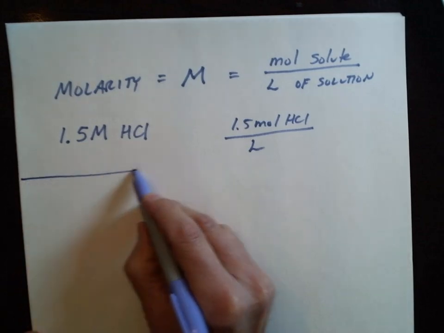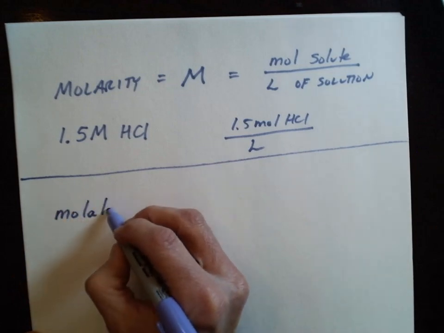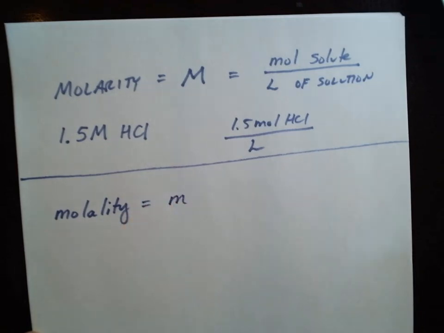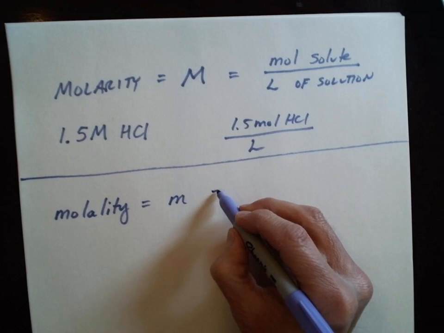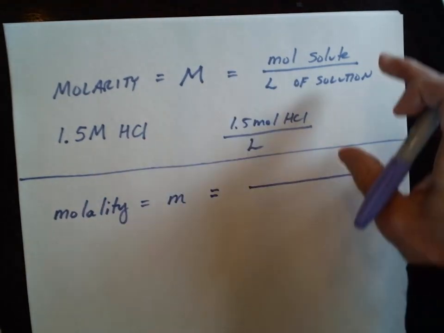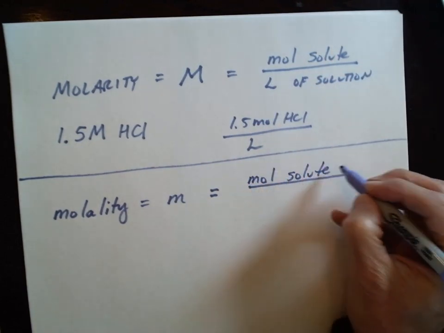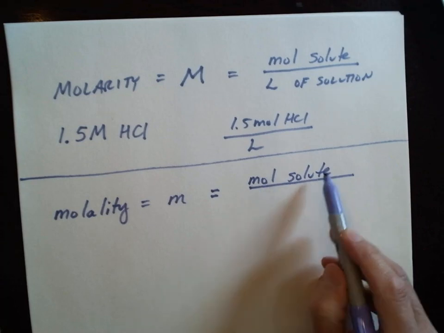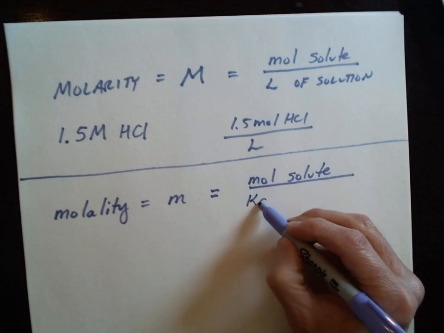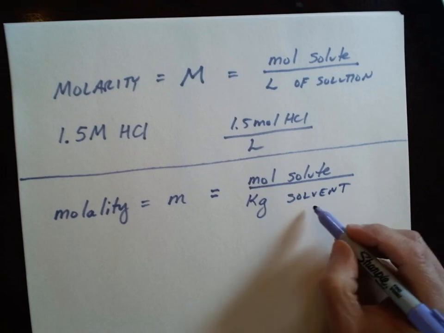The next definition that we're going to need to understand is that of molality, and that's abbreviated with a lowercase m. And the definition of molality is similar in some ways, but different in some important ways from that of molarity. The numerator of these two are the same. So the numerator of molality is moles of solute, just like it is for molarity, but the denominator is different. In molality, the denominator is kilograms of solvent.